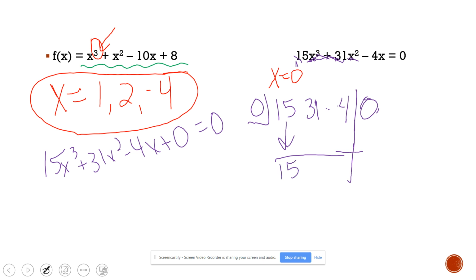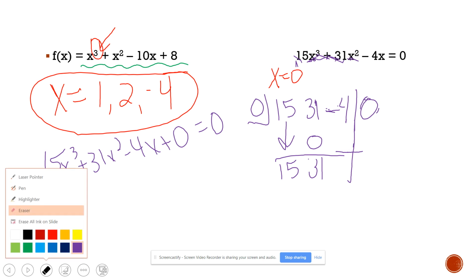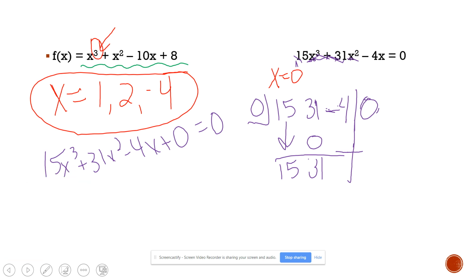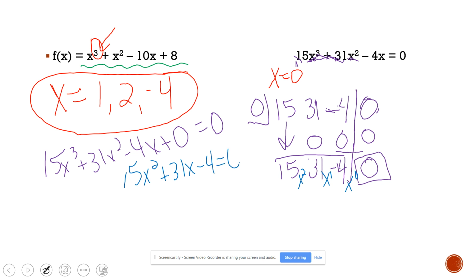Drop down that 15. 0 times 15 is 0. 31 plus 0 is 31. 0 times 31 is 0. Negative 4 plus 0 is negative 4. 0 times negative 4 is 0. And 0 plus 0 is 0. So there's my remainder that we know has to happen. Add my x values back in, and we have 15x squared plus 31x minus 4.